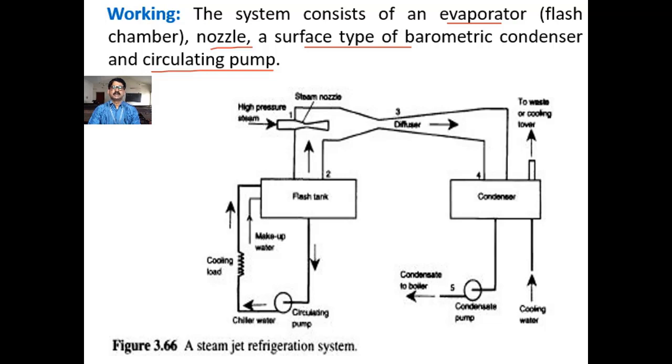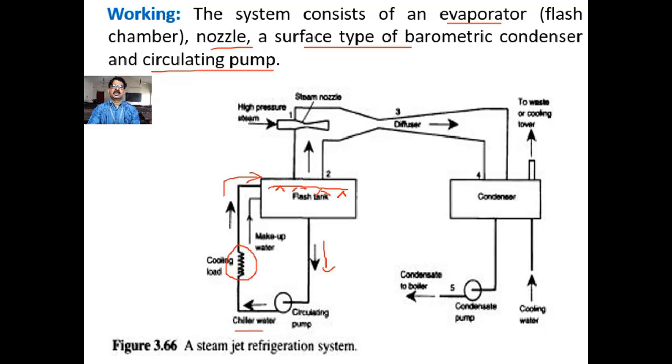Now you can see here, this is the flash tank, and this is the cooling load or the AC plant. Cold water from the flash tank is passed through the circulating pump, this is the chilled water, through the cooling load or AC plant, where it absorbs the heat and becomes hot, and it is passed to the flash tank. In the flash tank it is sprayed; in some diagrams you can see the flasher here. Water is splashed into this flash tank, and when it is splashed, some of the water gets evaporated.